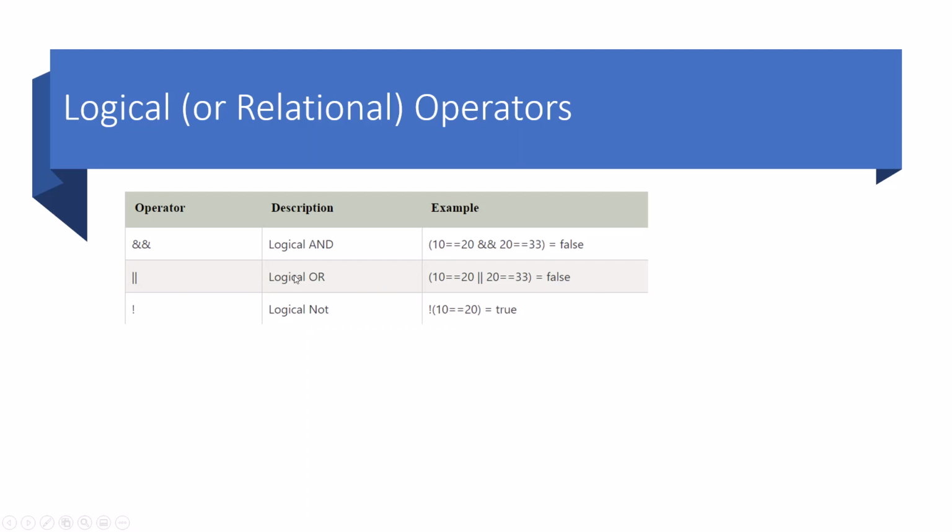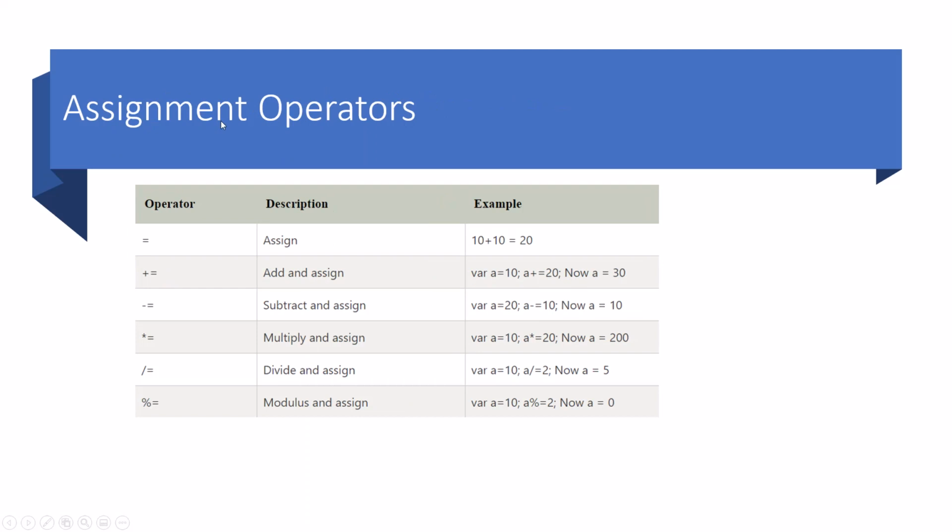So it will just give you the opposite of true. Means if the value is true, then the opposite is false, and if the value is false, then the opposite of that is true. So if you want some operations like this, we use these logical operators like AND, OR, and logical NOT. Next is assignment operators.